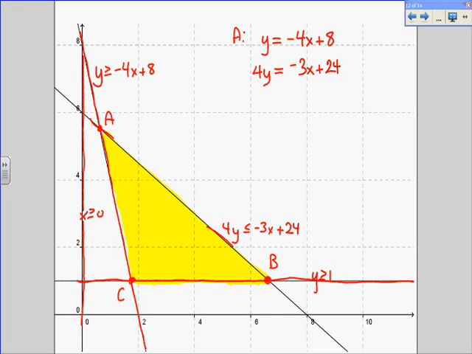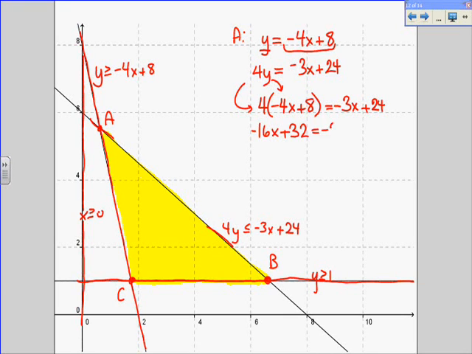So I'm going to substitute. I've got y isolated here, so I'm going to substitute all of this stuff in for y in my other equality. So what does that become? 4 times, and instead of y now I have negative 4x plus 8. Okay, so I've replaced this y with negative 4x plus 8. That equals negative 3x plus 24. All right, so I have negative 16x plus 32. That equals negative 3x plus 24.